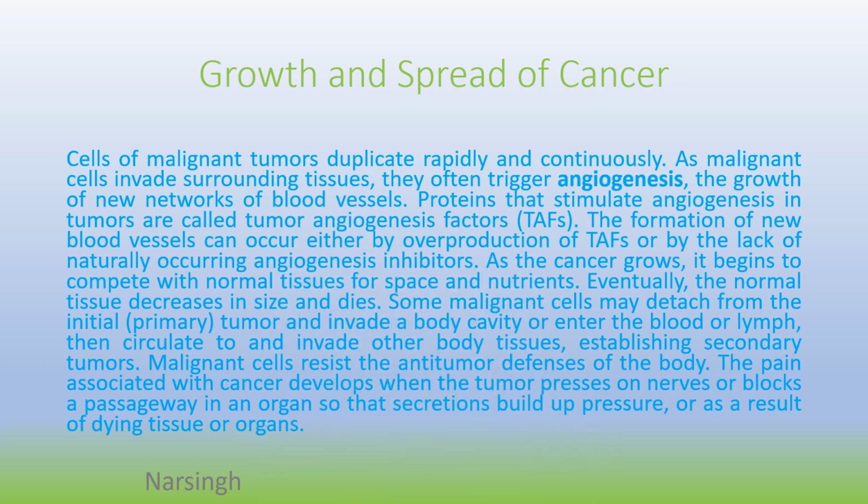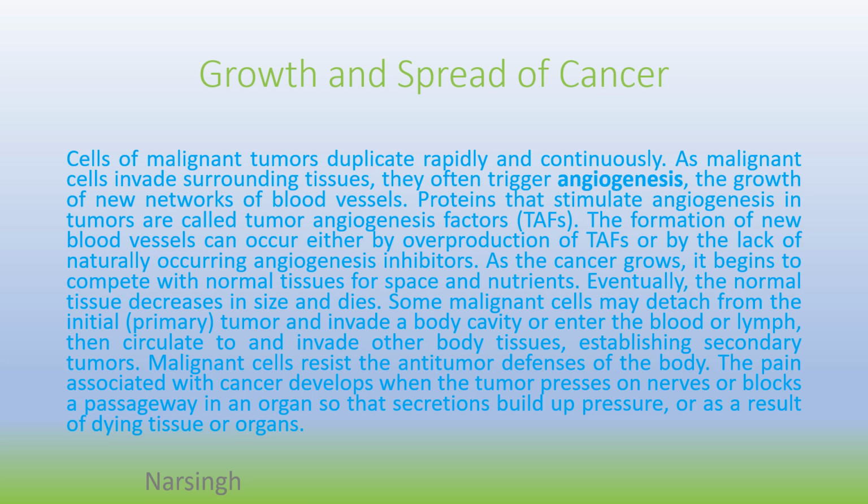Growth and spread of cancer. Cells of malignant tumors duplicate rapidly and continuously. As malignant cells invade surrounding tissues, they often trigger angiogenesis, the growth of new networks of blood vessels. Proteins that stimulate angiogenesis in tumors are called tumor angiogenesis factors, TAFs. The formation of new blood vessels can occur either by overproduction of TAFs or by the lack of naturally occurring angiogenesis inhibitors. As the cancer grows, it begins to compete with normal tissues for space and nutrients.